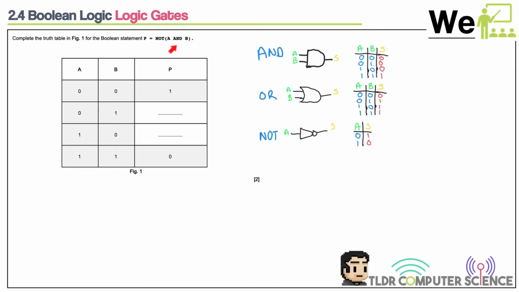So it's A and B, so that's this one, and then that's going to be NOT. So A and B, so 0 and 1, we can see here 0 and 1 should be 0, but because it's NOT 0, that would make 1. And then 1 and 0 again, if A is 1 and B is 0, that would be 0, as you can see here again in our problem. Would that be 0? But because NOT 0 would make 1.